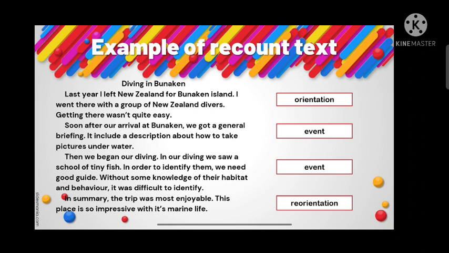The second paragraph and also the third paragraph are the event. It is the main story of this recount text. And the last, reorientation. The last tells the feeling of the person after visiting Bunaken, whether he enjoyed his trip or not.